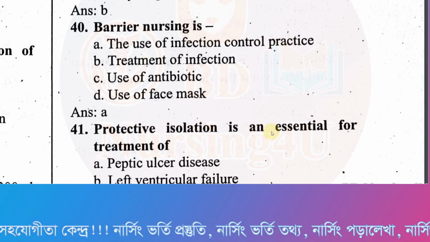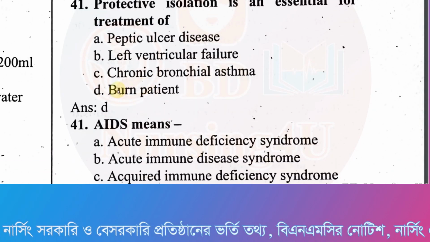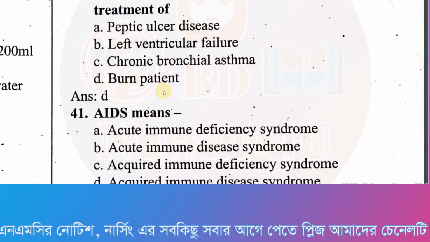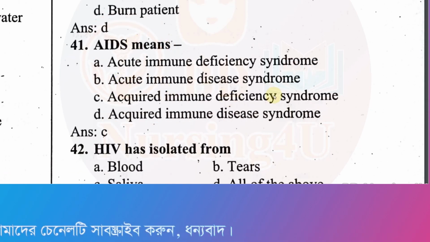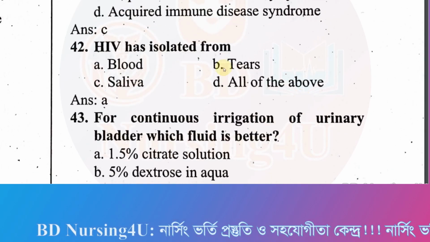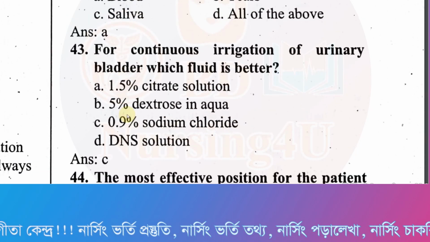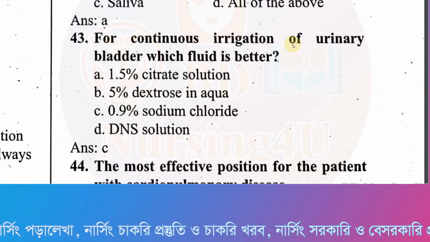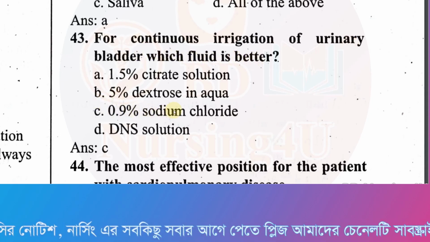Protective isolation is essential for treatment of burn patient. AIDS means acquired immunodeficiency syndrome. HIV has been isolated from blood. For continuous irrigation of urinary bladder, which fluid is better? 0.9% sodium chloride.